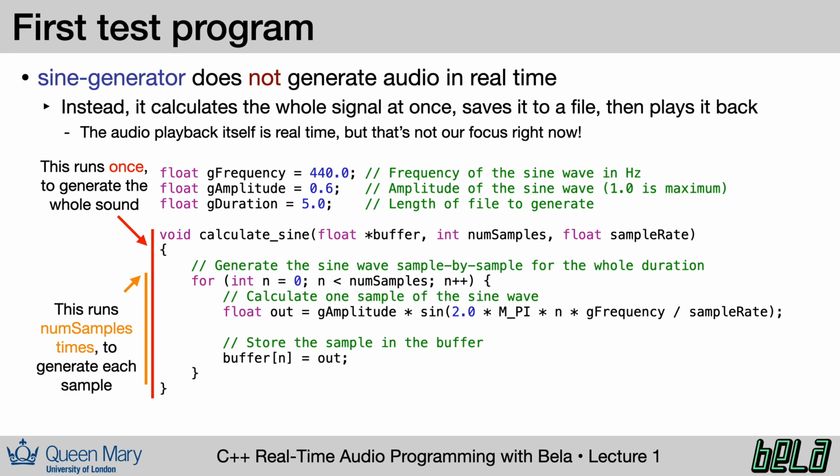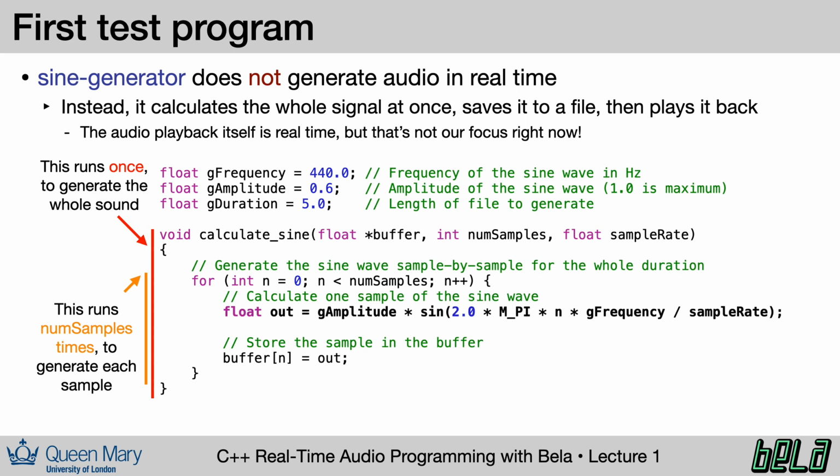And so we have this variable called n, which starts at 0, and it gets gradually bigger and bigger until it reaches the value numSamples, and then the loop stops. So this is going to run potentially tens of thousands of times to generate 5 seconds of audio at 44,000 samples per second. The crucial line is this one.